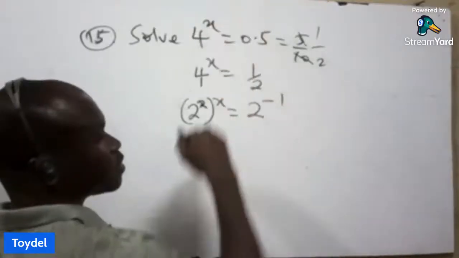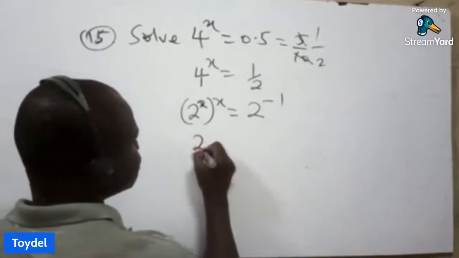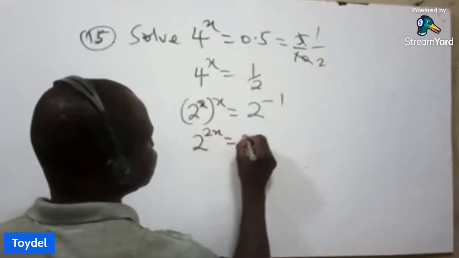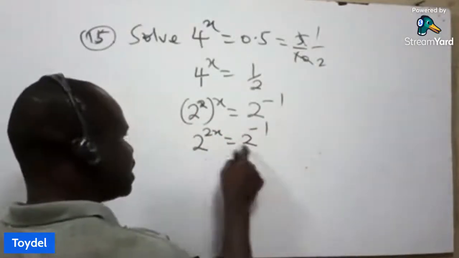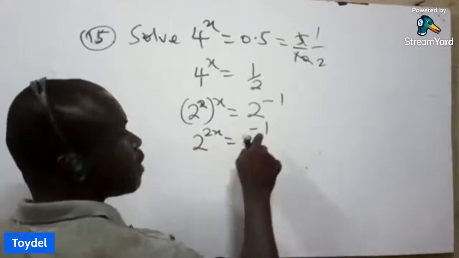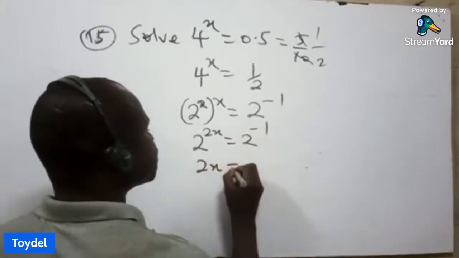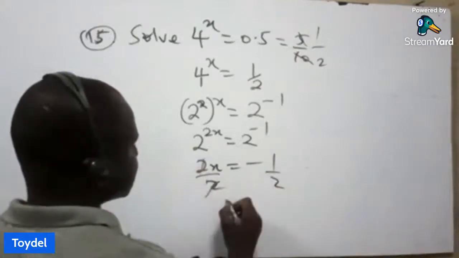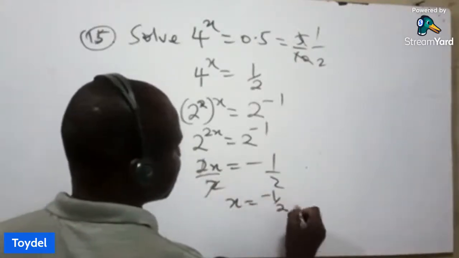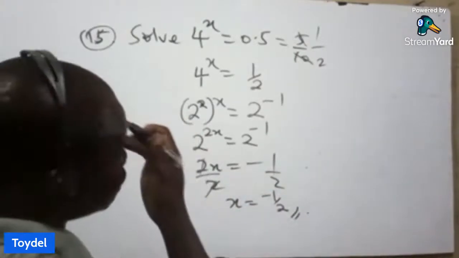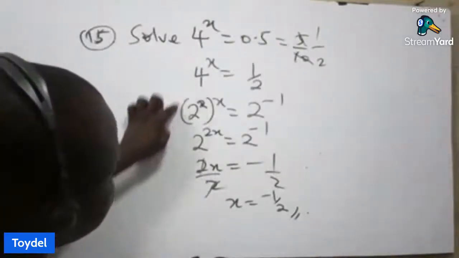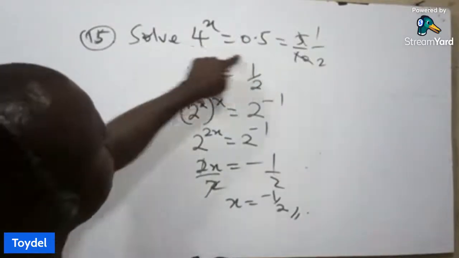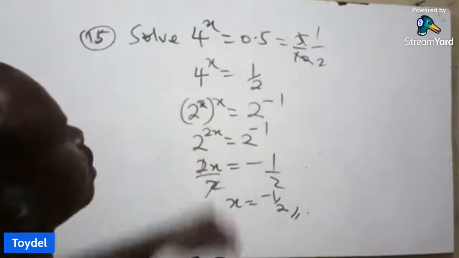If I take this to the numerator, then I'm going to have 2 raised to power 2x equal to 2 raised to power minus 1. The bases are equal, so we equate the powers. So I will now say 2x is equal to minus 1. Then divide both sides by 2, so that x is equal to minus half. And that's the answer. So without going through this process, from this question, I know my answer.